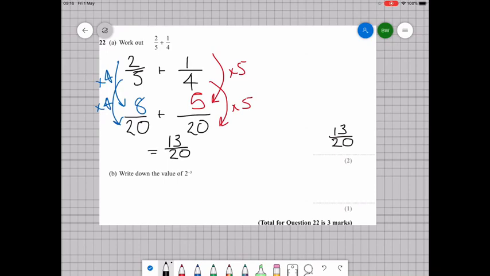Then part B, write down the value of 2 to the power of minus 3. So a negative power becomes the reciprocal of the number. So that's 1 over 2 cubed. So 2 to the power of minus 3 is equal to 1 over 2 cubed. Now, 2 cubed is 2 times 2, which is 4 times 2 again, so 8. So your answer to that is 1 over 8.